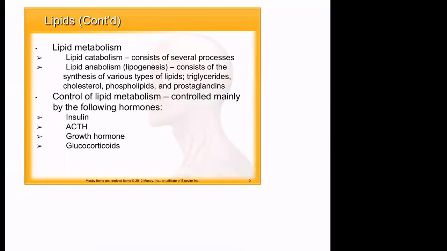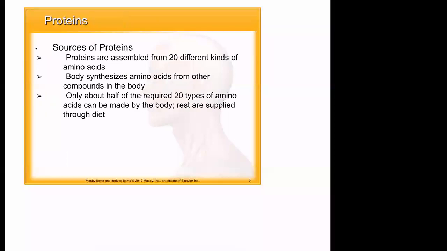Breaking down and building up fats, again, follows the same concept of anabolism and catabolism. And you'll notice that the hormones that are involved in this are some of the same hormones that we just saw. ACTH, adrenocorticotropic hormone, of course, is going to act on the adrenal glands, the cortex, which goes back to things like glucocorticoids and mineral corticoids.